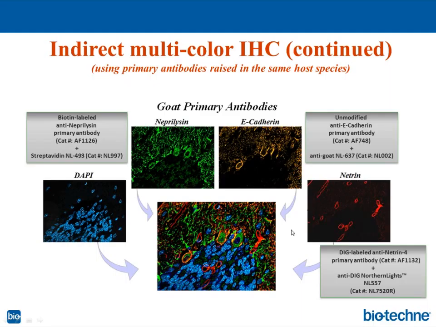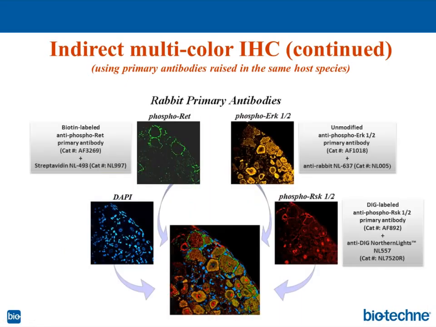And the third example I'm going to show you is using rabbit primary antibodies. This is very important because quite often we know that, for known reasons, antibodies against phosphorylated targets, phosphospecific antibodies, somehow are the best when they are made in rabbits. And that's a good example of using such antibodies and doing again this conjugation of primary antibodies to biotin and to DIG and combining it with unlabeled primary antibodies.